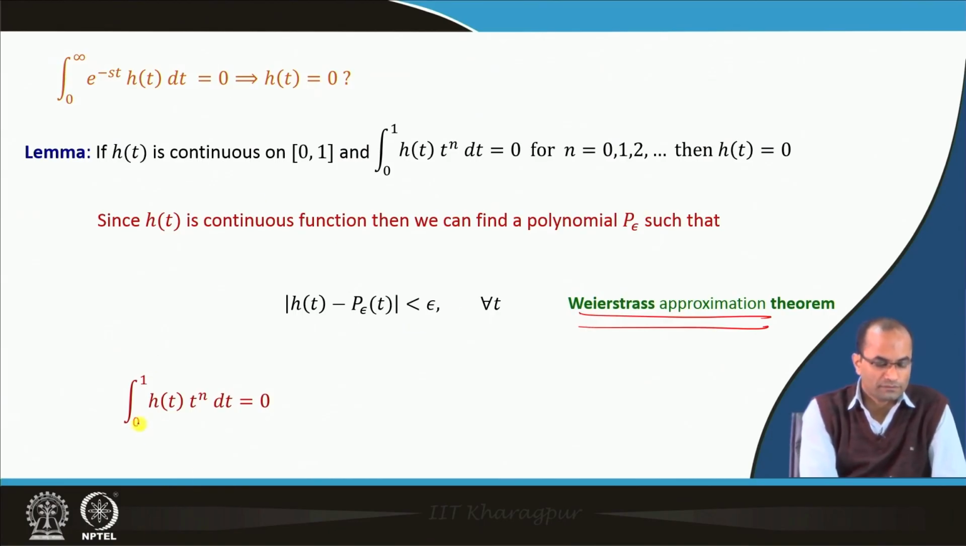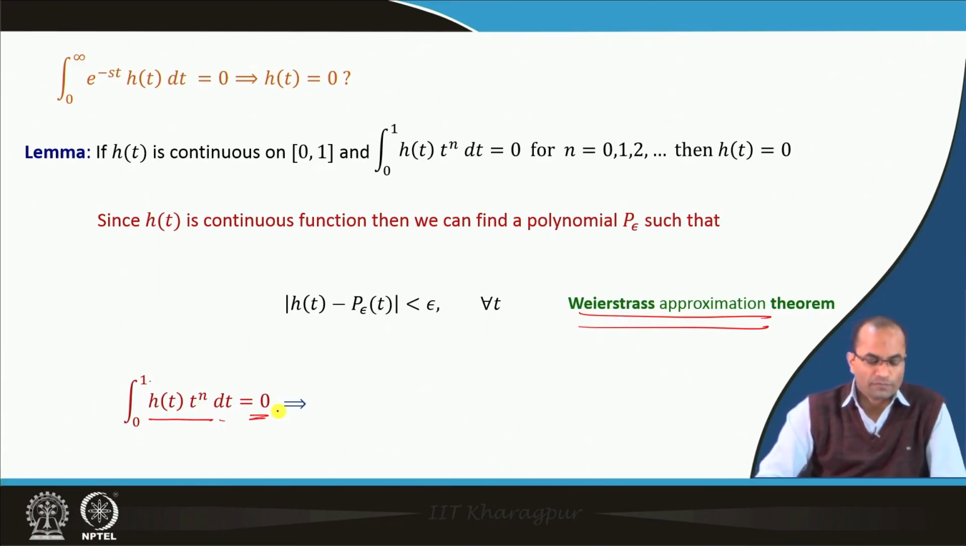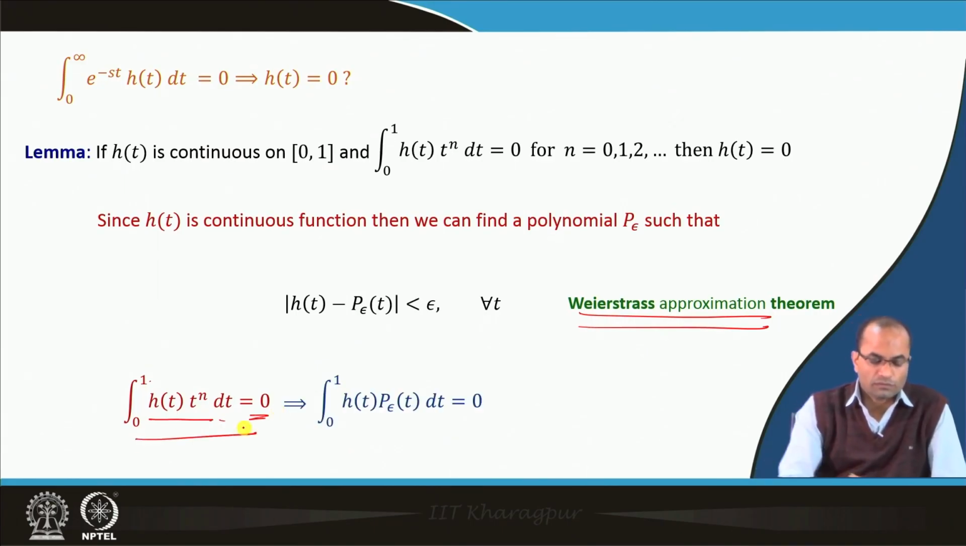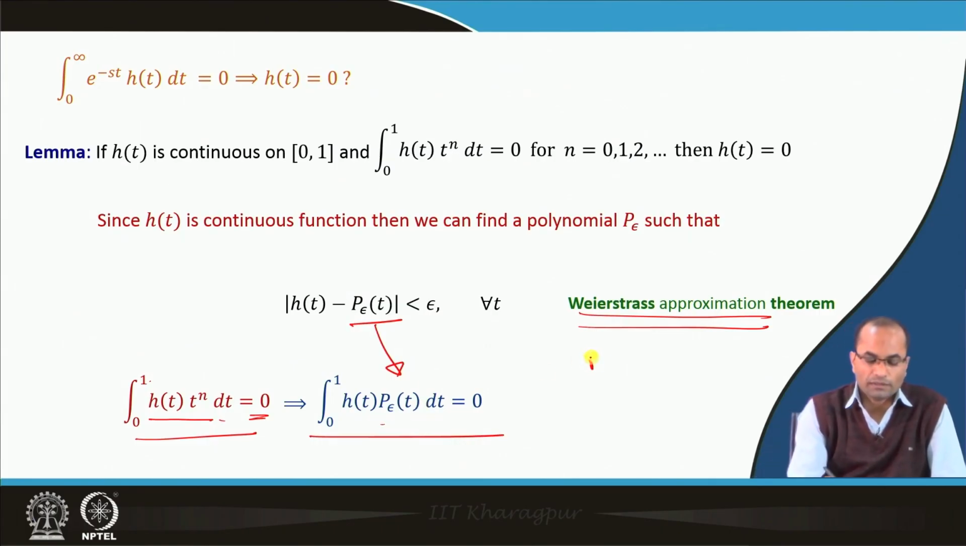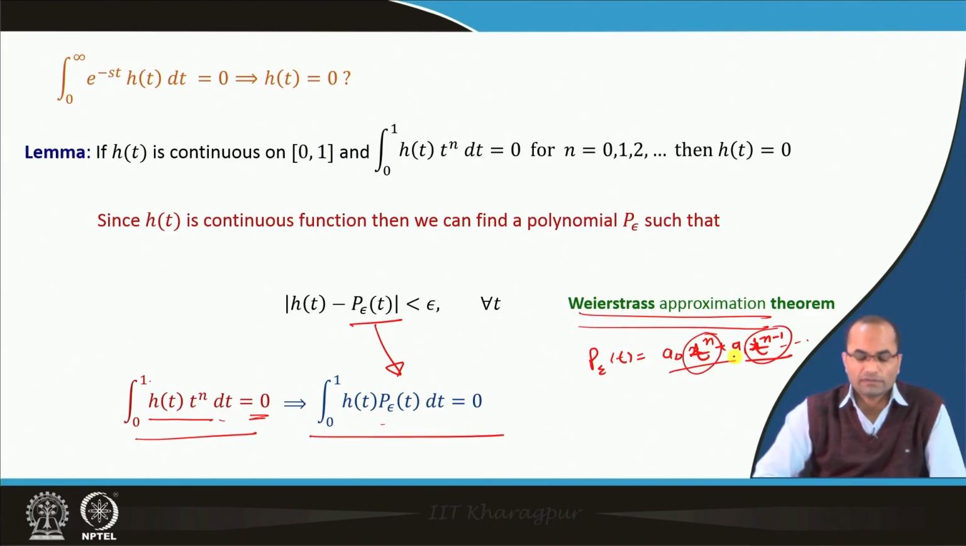We have the information that the integral from 0 to 1 of h(t) t to the power n dt is 0 for all n equal to 0, 1, 2, 3 and so on. Having this result, we can say that the integral from 0 to 1 of h(t) p epsilon(t) dt will also be 0, because the polynomial will have some form like a n t to the power n, then a n minus 1 t to the power n minus 1, and so on. Individually we know that the integral of h(t) t to the power n is 0, and similarly for t to the power n minus 1 and so on.